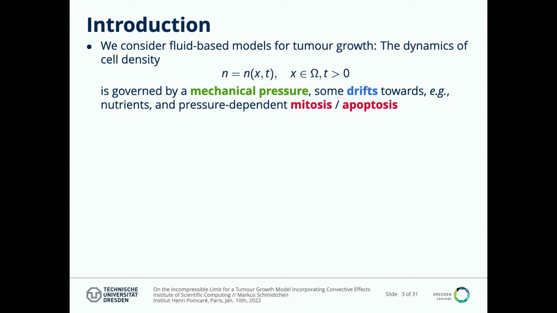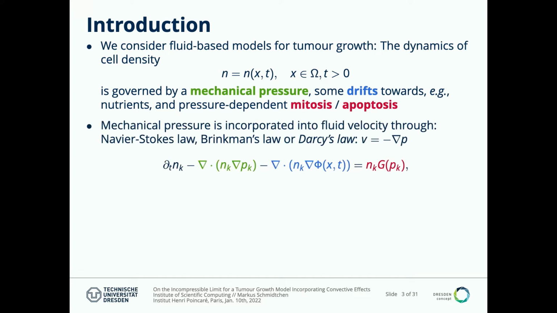The equation that this gives rise to in the simplest setting is the continuity equation, where we have this pressure term, coupled through Darcy's law. We have some drift, and we have these growth dynamics. Of course, there are different ways to couple the velocity to the pressure, and here we'll be interested in Darcy's law. You can imagine that cells will tend to flow downhill along the pressure gradient in order to avoid overcrowding.